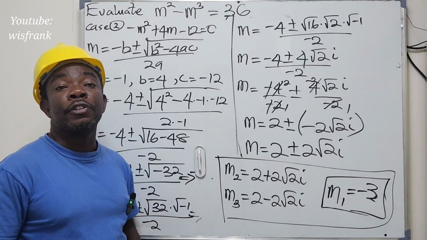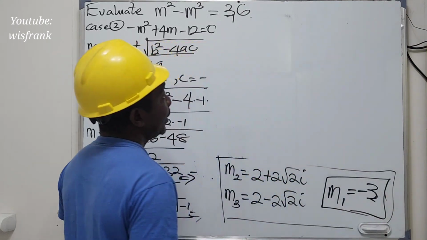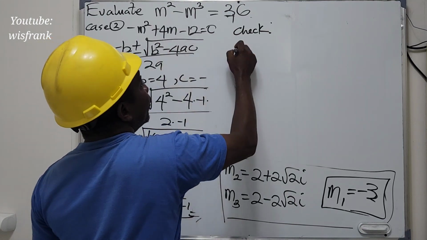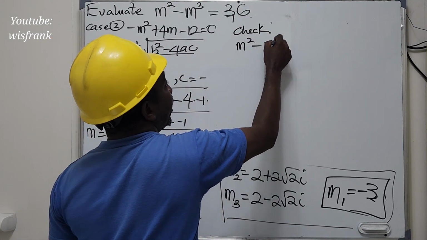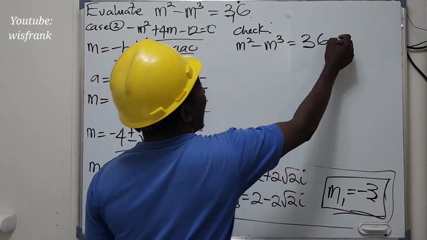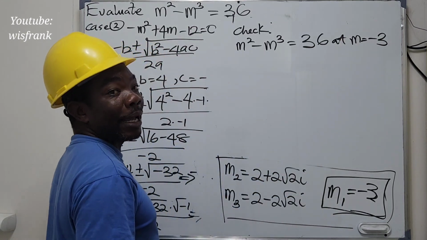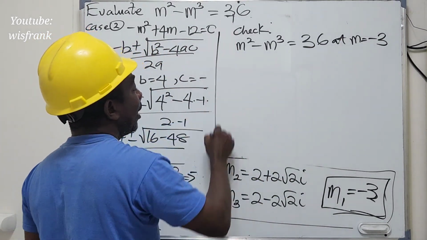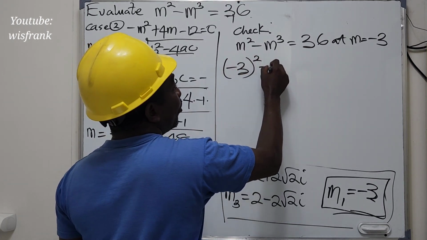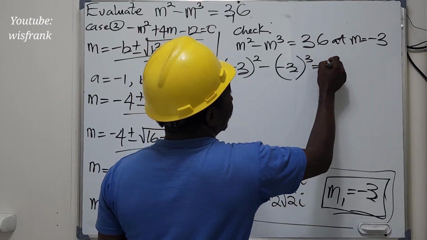We can do a little check for us to see whether the values of m that we have gotten from our solution will satisfy this. Our check is from the equation m to the power of 2 minus m to the power of 3 equals 36. Let's take this one at m equals minus 3. So substituting the value of m as minus 3 into this equation, we have minus 3 all to the power of 2 minus minus 3 all to the power of 3 equals what?